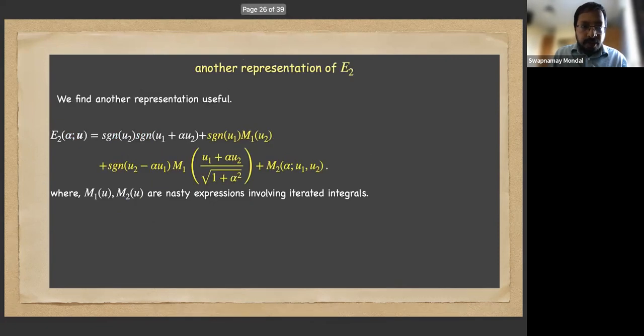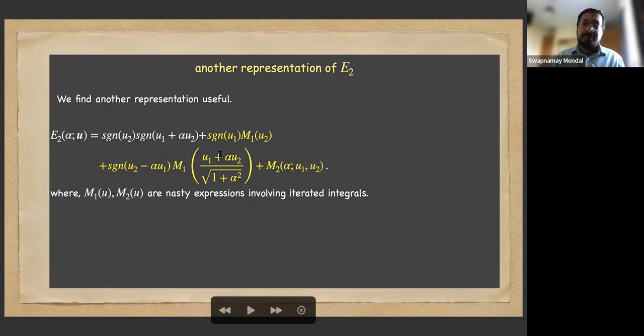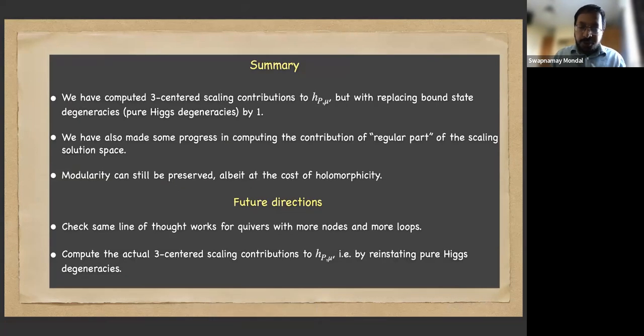In particular, another representation of the error function is important, where you have the original signs that you start with, and these 3 extra terms you add. And they have nasty expressions in terms of various iterated integrals. Okay, so that's what I do.